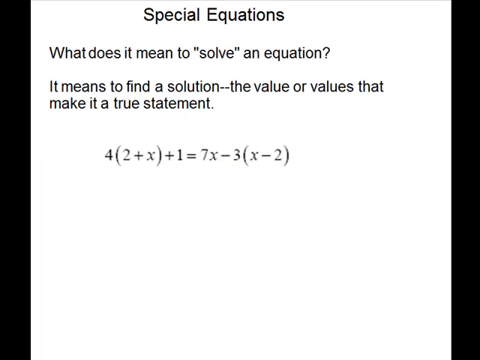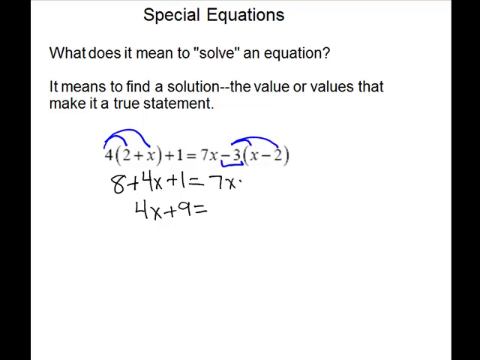Let's try to solve this next equation. So first we'll simplify. On the left-hand side we can distribute the 4. This will give us 8 plus 4x plus 1. And we can combine the 8 plus 1. So we have 4x plus 9. Then we will distribute on the right-hand side the -3 to the parentheses. So bring down our 7x minus 3x. Be careful here, plus 6.